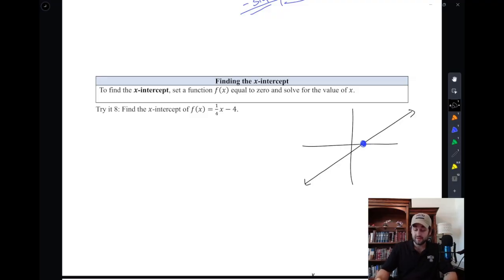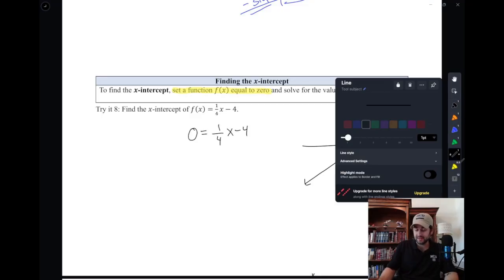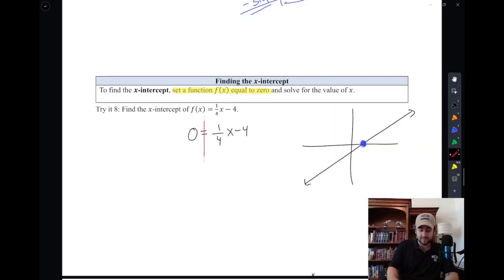And how do we find it? We set the entire function equal to 0. We don't plug in 0. We set the whole thing equal to 0. So right here we would say 0 equals the whole thing. And then just like day 1, we would solve that equation by moving stuff over and getting x by itself. And so -4 minus 4 gives us -4 equals 1/4 x, which means x equals -16.